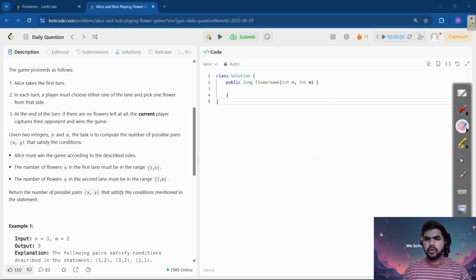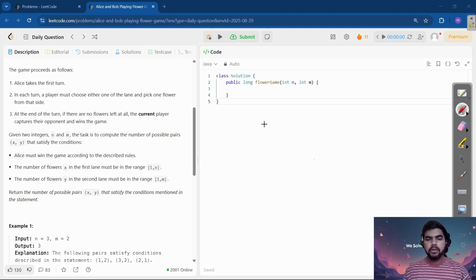Hope you get this. Okay, so what are the conditions of the game, how to win it? Let's read further. Given two integers n and m, the task is to compute the number of possible pairs x and y that satisfy the condition: Alice must win the game according to the described rules. The number of x flowers is 1 to n, the number of y flowers is 1 to m. Return the number of possible pairs x, y that satisfy the condition mentioned.